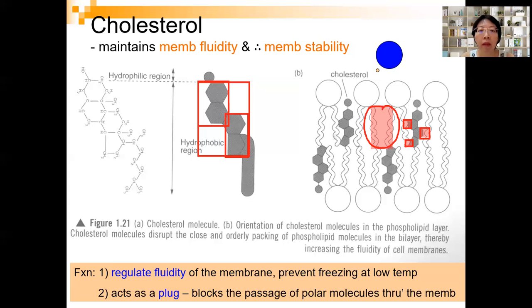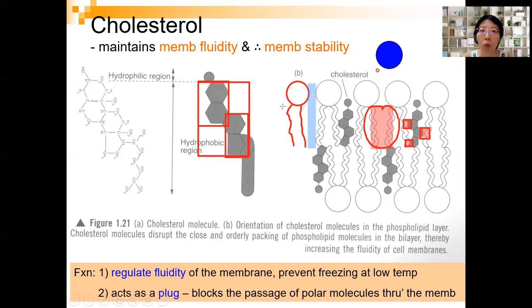In the same way, the cholesterol also acts as a plug, because usually what happens is that in between phospholipid molecules, if I draw another phospholipid molecule here, they're supposed to have spacing, and then I draw the two tails here. What happened is that there is a space in between the phospholipid molecules. There's a gap. Can you see here? There's this gap here.